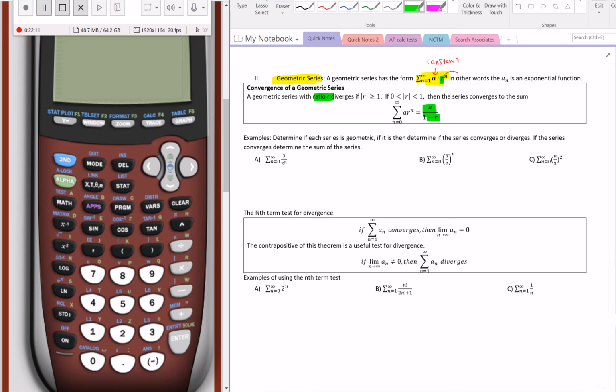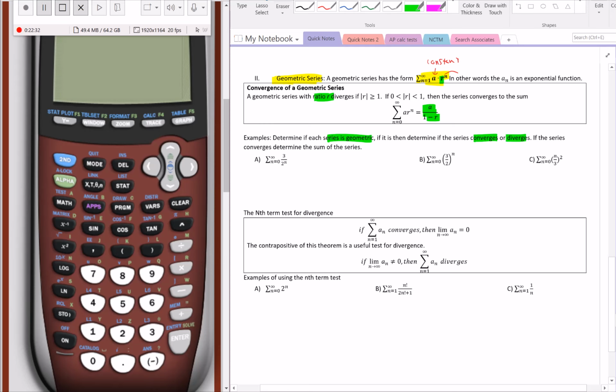Okay, so the first thing we need to do is start some examples here. Determine if each series is geometric. If it is, determine if it converges or diverges. If the series converges, determine the sum of the series. So the first thing I want to look at is: is it geometric? Can I write it in this form, a times r to the n?